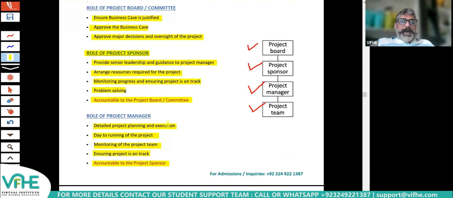Again, this is all from the article. So are you guys very clear on the role of the project board, on the role of the project sponsor, and on the role of the project manager?